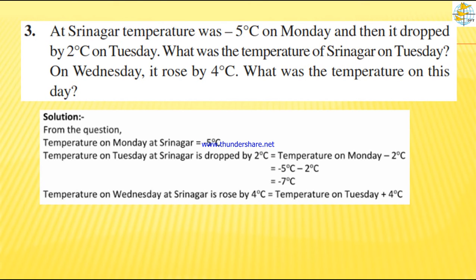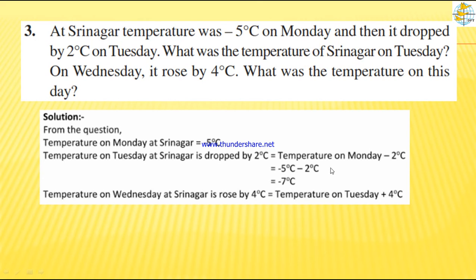Then on Tuesday, what's happening? It dropped. Dropped means decreased, goes down. The temperature is getting reduced. How much is it getting reduced? 2 degrees Celsius. Then what was the temperature of Srinagar on Tuesday? Monday's temperature was minus 5 degrees Celsius, then on Tuesday 2 degrees Celsius is reduced.